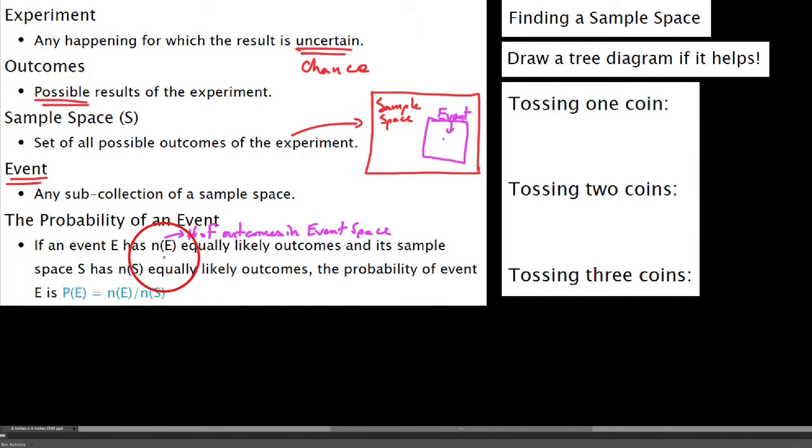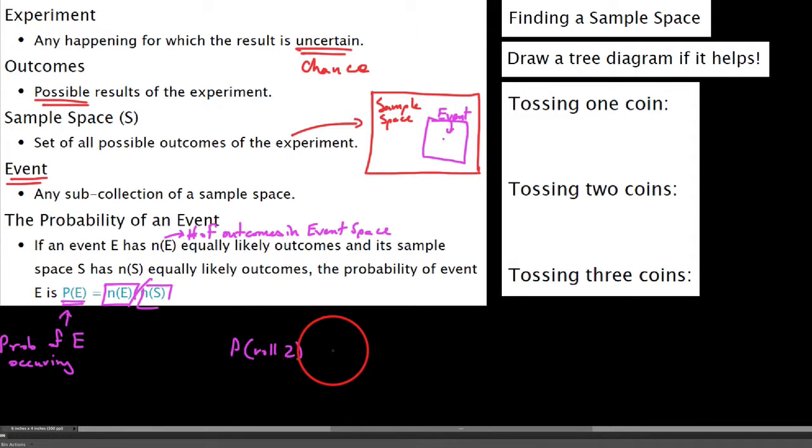It says if an event E has this many equally likely outcomes and its sample space S has this many equally likely outcomes, then the probability of an event E occurring is P of E. So we're going to read this as the probability of E occurring. We never read the occurring part, but basically the probability of E is equal to the number of ways we could get this in the event space divided by the total number of outcomes here, the number of things in the total sample space. So for instance, if we were to say the probability of rolling a 2 on a die, we would say that really it's just 6 total outcomes. One of them gives us a 2 in that event space, and so the probability is 1 out of 6.